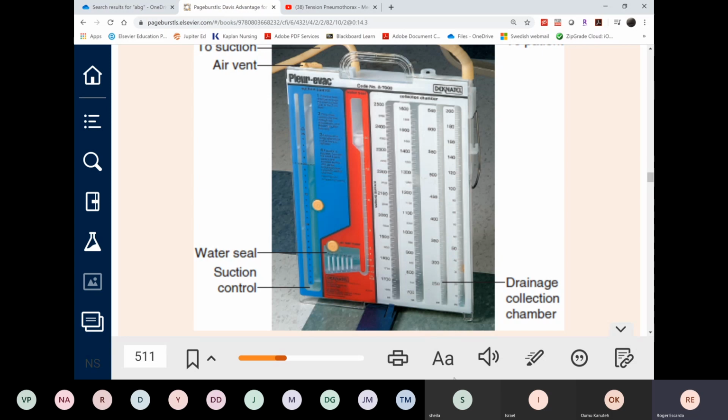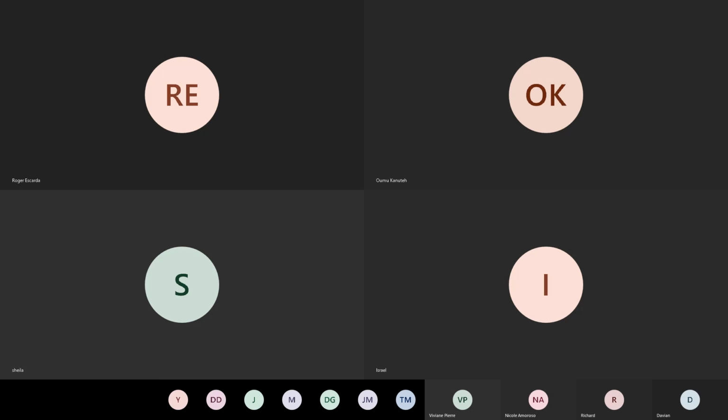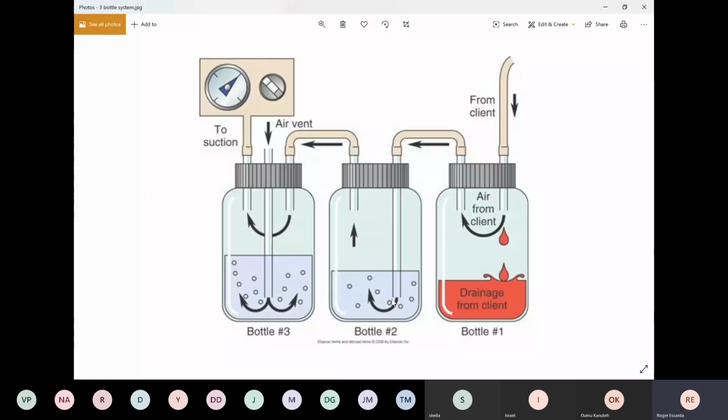bubbling here. Because if you look at the bottle here, this is bottle number two. Every time air escapes, there will be bubbling, correct? You'll see water bubble as the air escapes. And of course, the third bottle, there will be continuous bubbling here because it's attached to a suction source. So I forgot to mention that. So nothing's happening here. It's just fluid collecting in the first bottle. And the second bottle, you should see intermittent bubbling here as air escapes.